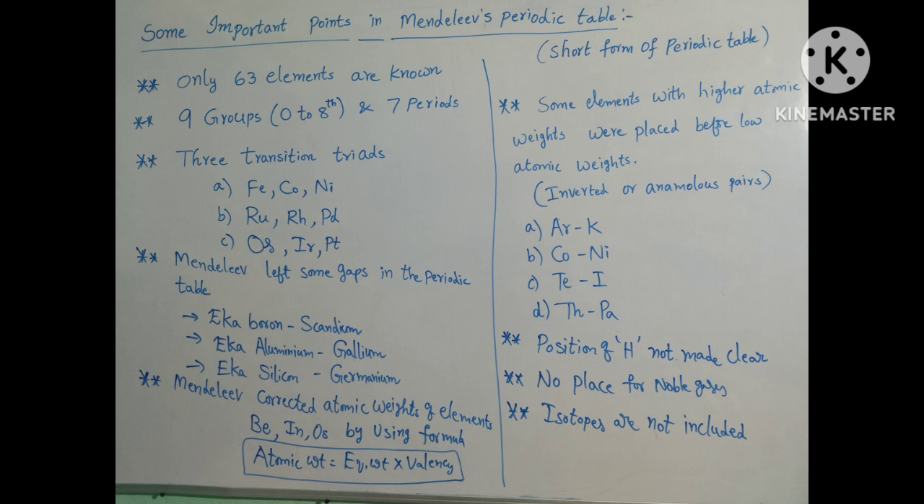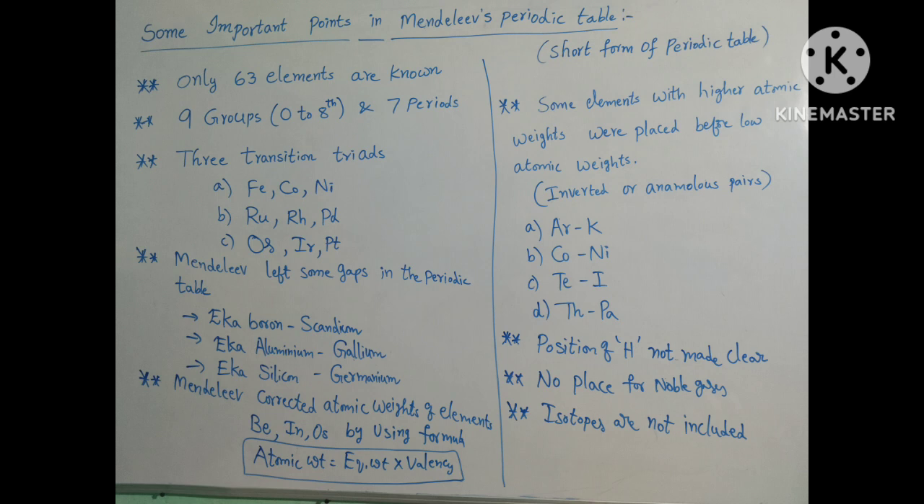Next important question: which of the following are inverted pairs or anomalous pairs? What are inverted pairs or anomalous pairs? Some elements with higher atomic weights were placed before those with lower atomic weights. Actually, first lower atomic weight, then higher atomic weight, so the order was disturbed for some elements. Those elements are called inverted pairs or anomalous pairs. Very important, 4 inverted pairs are there. Argon, potassium, the shortcut is Ar-K. Next, cobalt, nickel. Next, tellurium, iodine. Final one, thorium, protactinium. Very, very important.